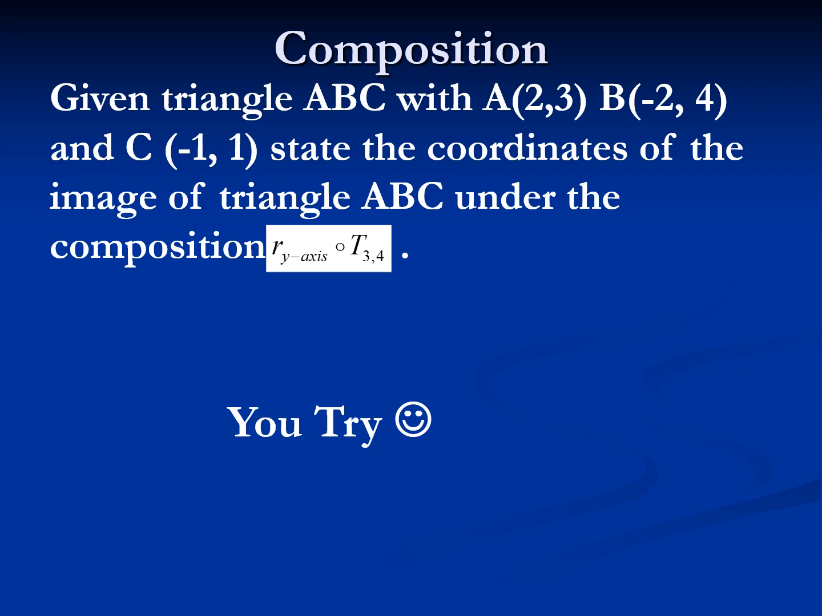All right, and for the last example, we would like you to try that. So you have a composition of the reflection over the y-axis and a translation of 3, 4. These should be easy to do at this stage of the game for you. Just make sure you pay attention to which one to do first.